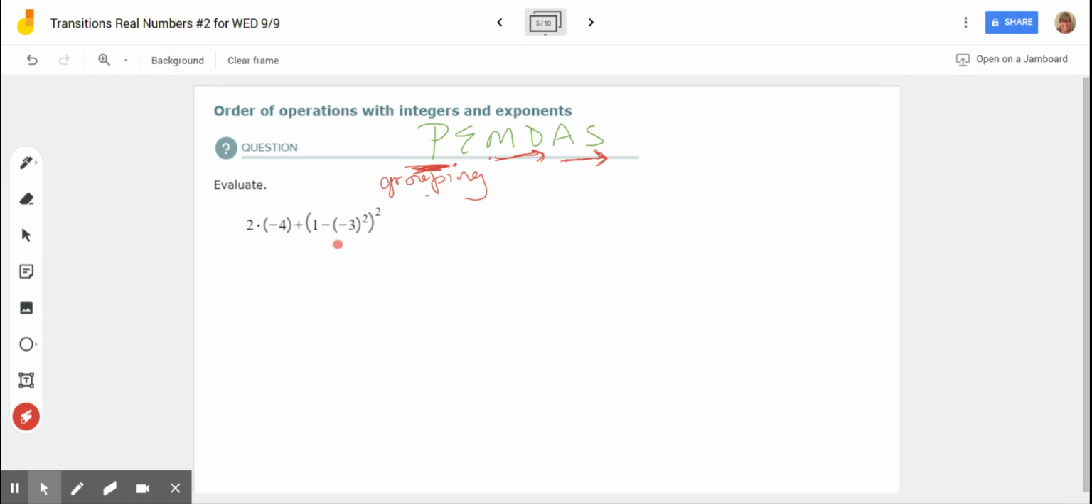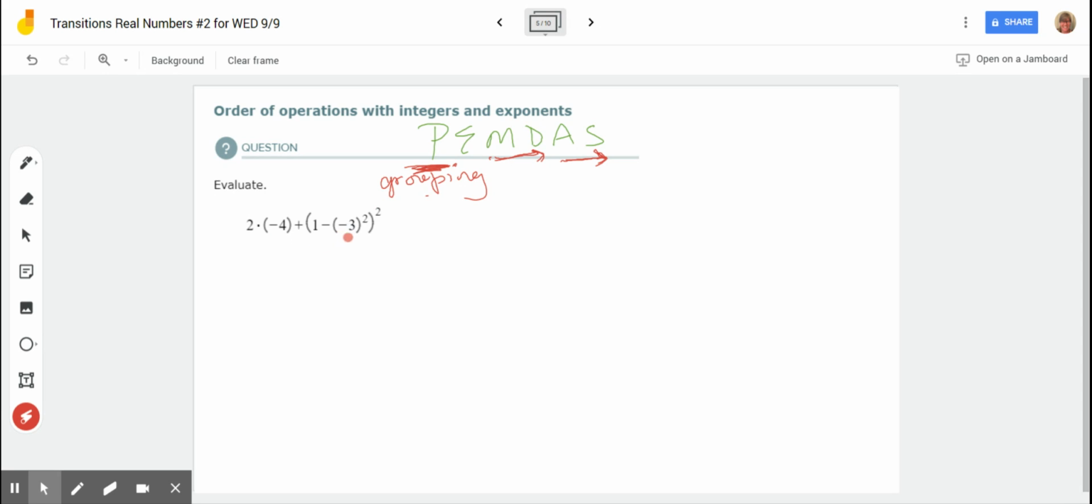By the way, one of my best pieces of advice for you is to read it out loud. If you're ever struggling, read it out loud. It's 2 times. Do you hear the multiplication? 2 times -4 plus. This will be the last thing you do. That plus is the last thing. Plus the quantity. That's how you read that. The quantity 1 minus -3 squared. Hear yourself say squared. Quantity squared.